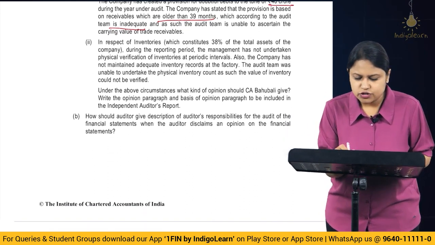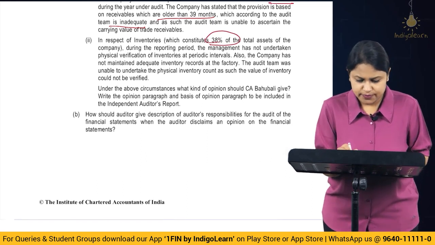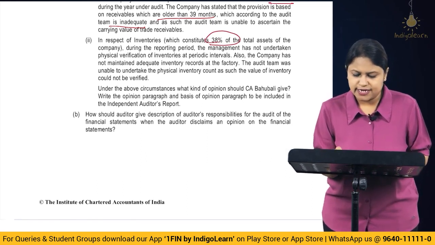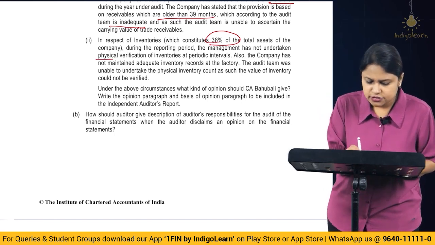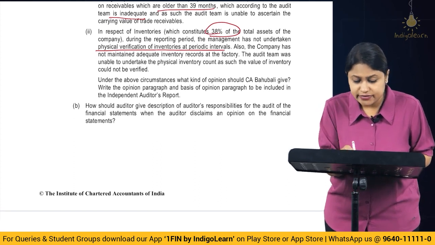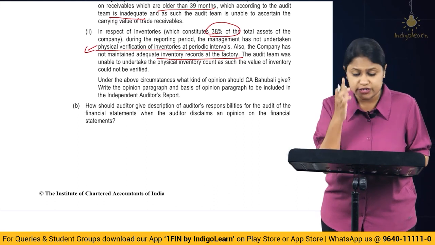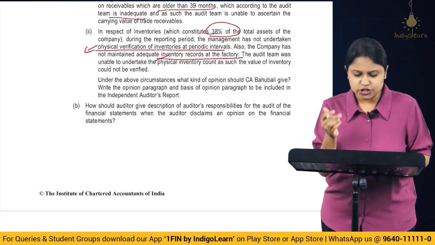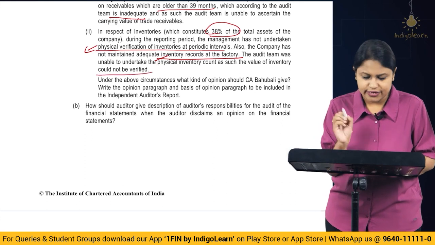In respect of inventory, which constitutes 38% of the total assets of the company during the reporting period, the management has not undertaken physical verification of the inventory at the periodical level. So physical verification not conducted. Also, company has not maintained adequate inventory records for the factory. So, physical verification, your evidence through observation. Inventory, your evidence through inspection. Records are not maintained. The audit team was unable to undertake the physical inventory count as such, and the value of the inventory could not be verified.